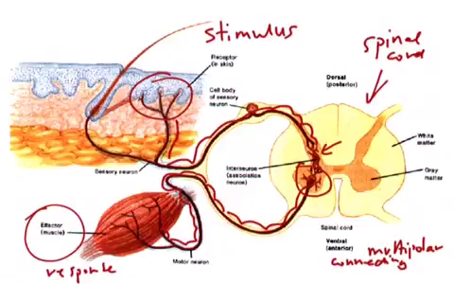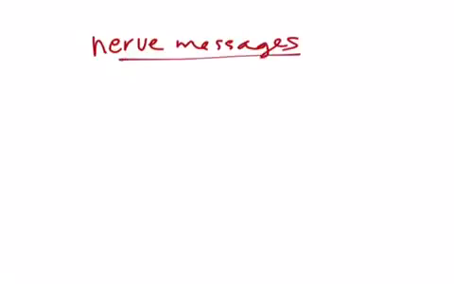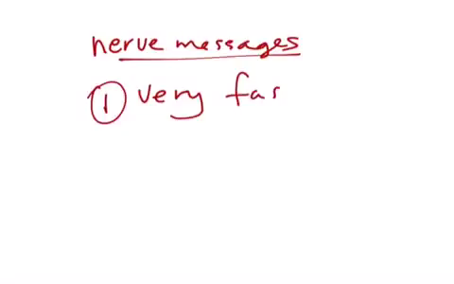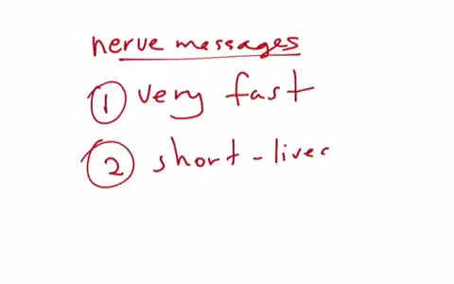So nerve messages, just to sum up, one, are very quick, so they're very fast, and two, they tend to be quite short-lived, so their effect is quite short. And we'll contrast this with the endocrine or hormone system in the next tutorial.